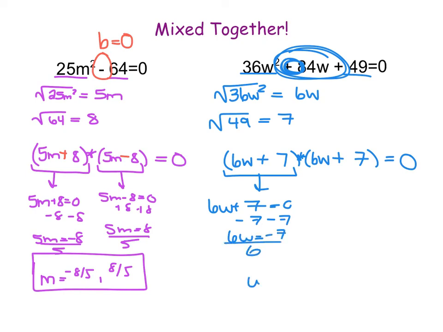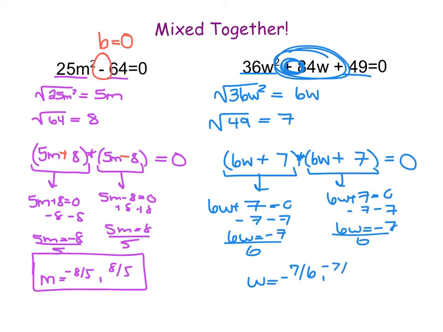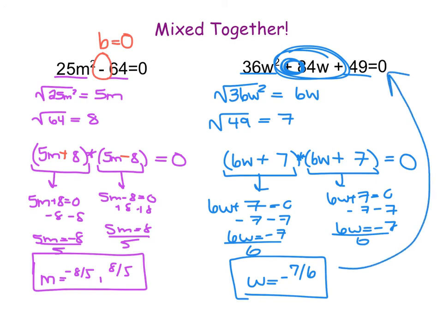The first one I find w is equal to a negative 7/6. And then here I start by subtracting 7, divide by 6, and I find that w for this is also equal to a negative 7/6. So you can write this twice, or if you observe that they're the same exact value, you can also just write it once and say that w only has one singular value that will make that original equation true of negative 7/6.